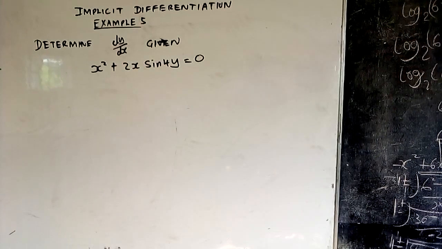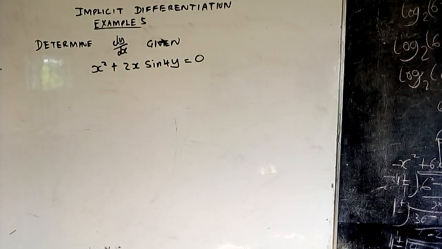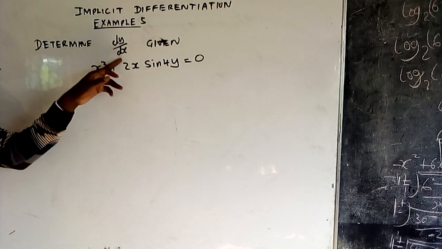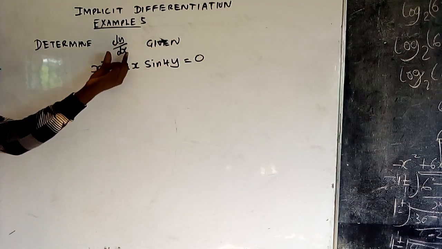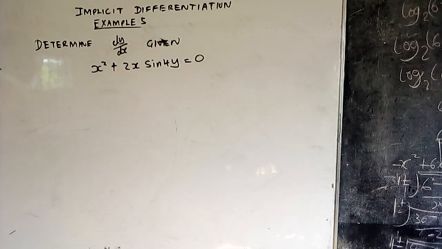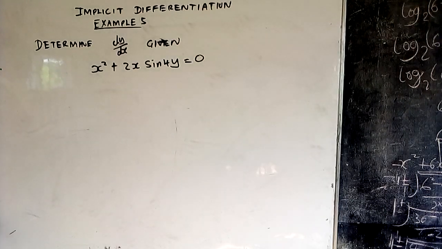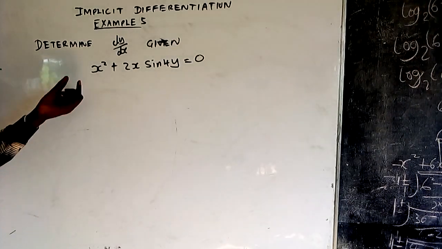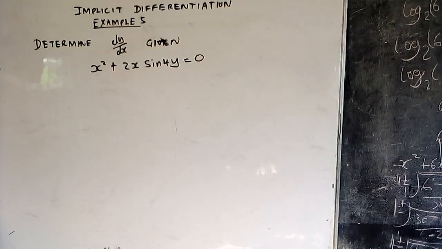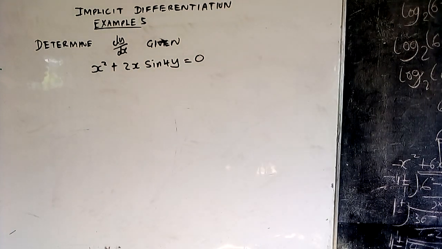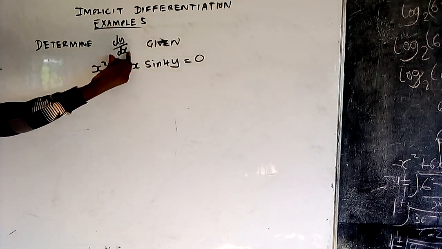Example number 5 on implicit differentiation. Determine dy over dx given x squared plus 2x sine 4y equals 0. So for you to determine dy over dx, they are simply telling you to differentiate everything with respect to x, isn't it? It means you introduce d/dx in all terms, because you want to differentiate with respect to x.